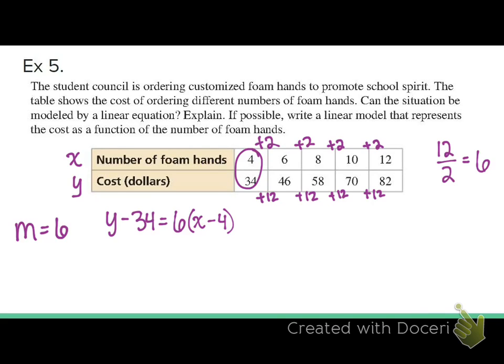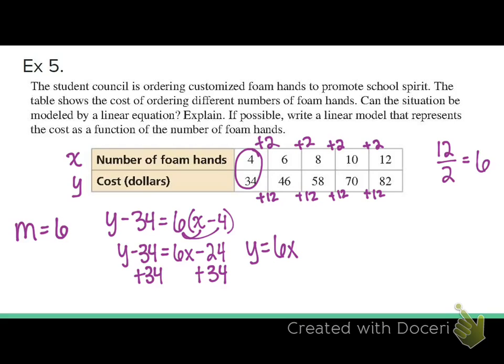We still need to get this in slope intercept form, so we are going to distribute: y minus 34 equals 6x minus 24. Last step. Add 34. So we have y equals 6x plus 10. The 34 was bigger.